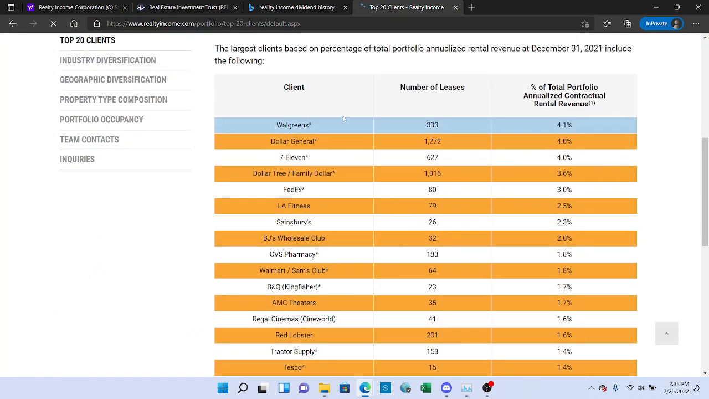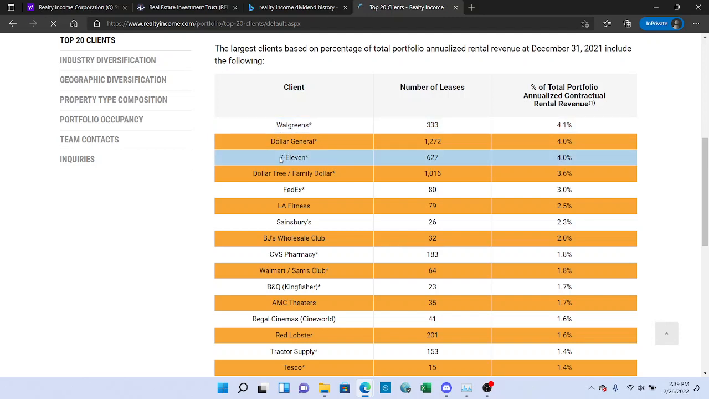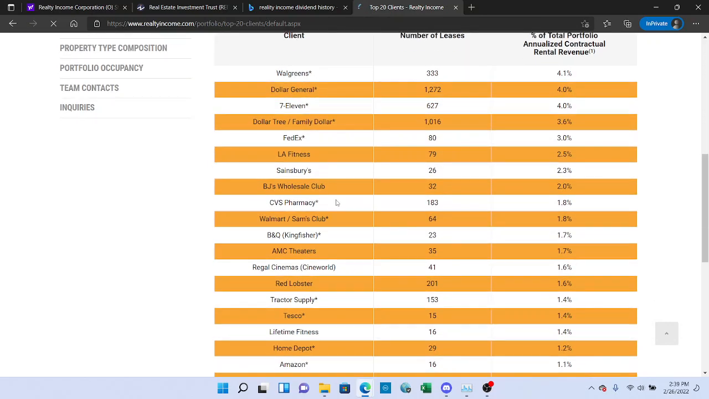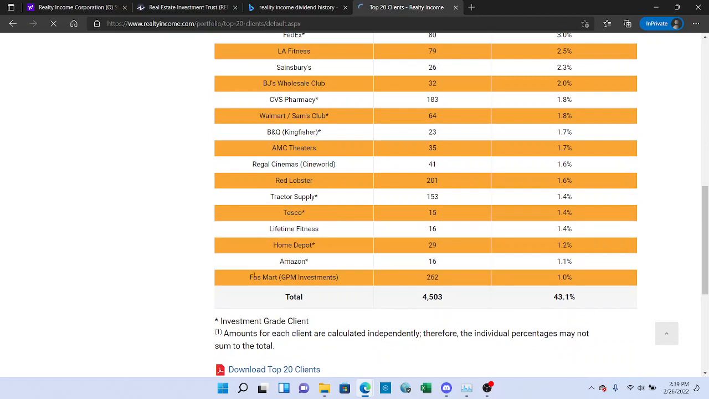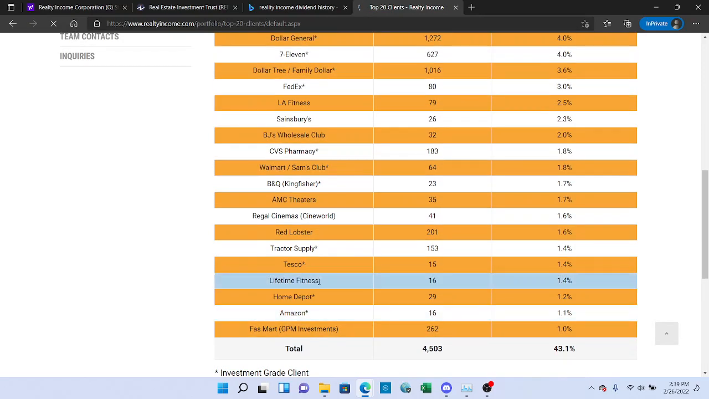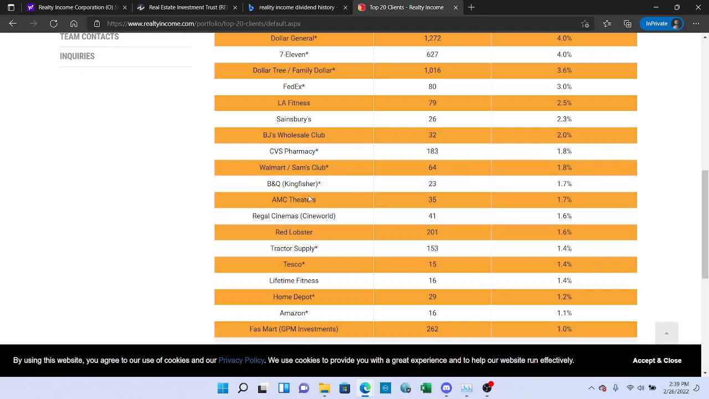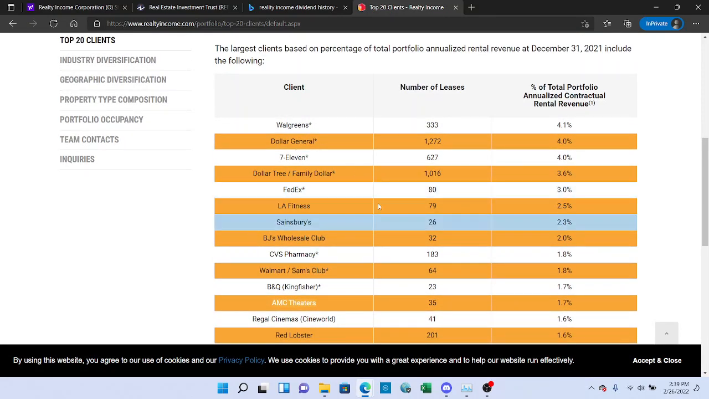So this company has a bunch of leases for Walgreens, Dollar General, 7-Eleven, FedEx, and let's see, Lifetime Fitness. So a lot of companies, pretty popular ones, AMC Theaters. So they basically own all these properties and they are just collecting revenues from rent.